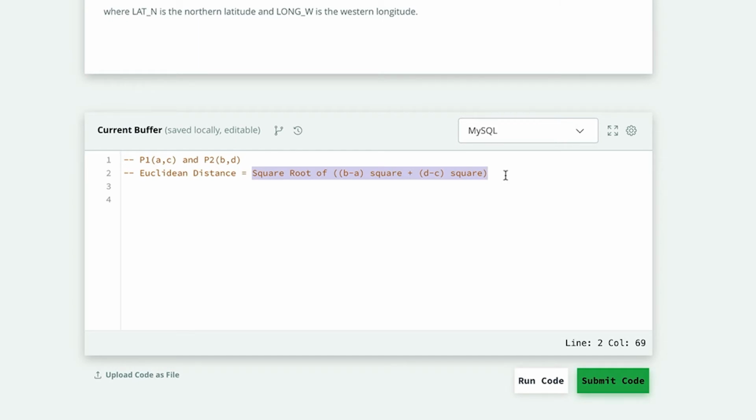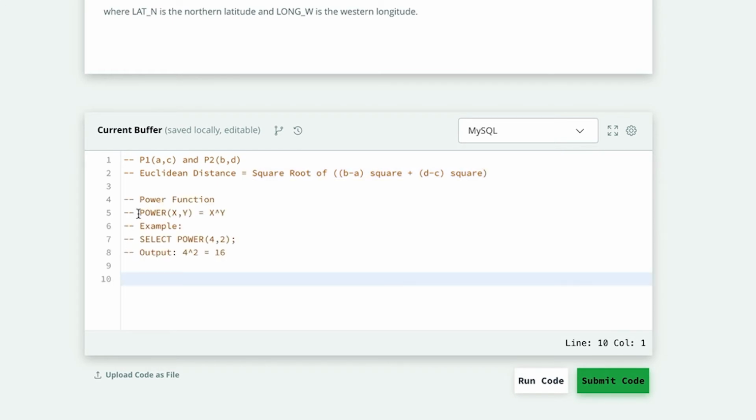To calculate the square root, we will use the sqrt function, and to calculate the square, we will use the power function. The power function in SQL returns the value of a number raised to another number, where both numbers are passed as arguments. Let us look at the syntax of the power function. POWER(x, y), where the first parameter x is the base and the second parameter y is the exponent. For example, select power(4, 2) will return 16, as the square of 4 is 16.